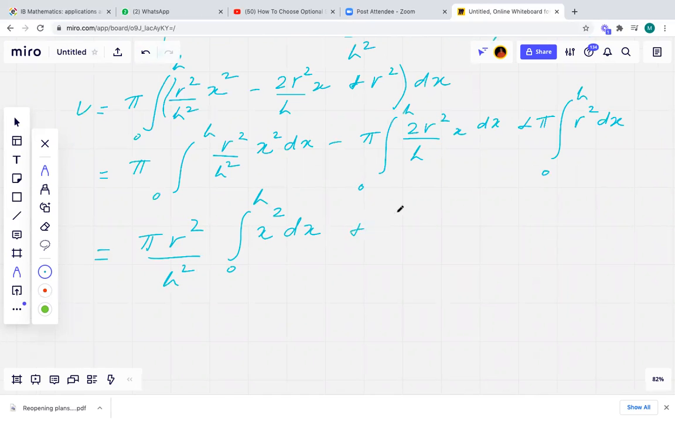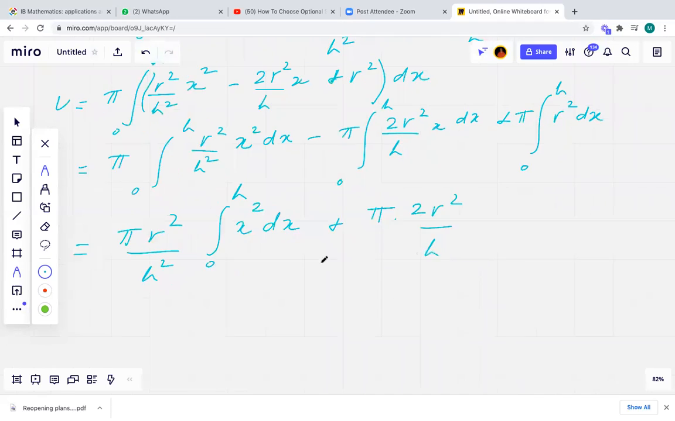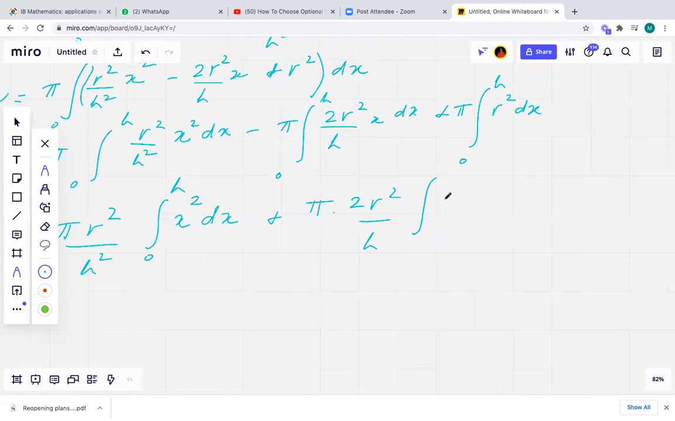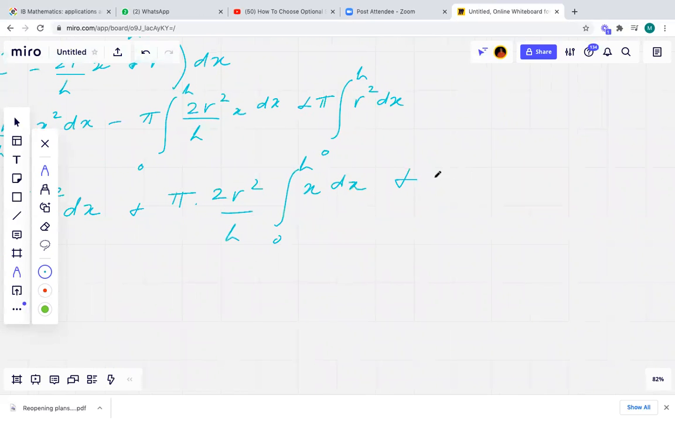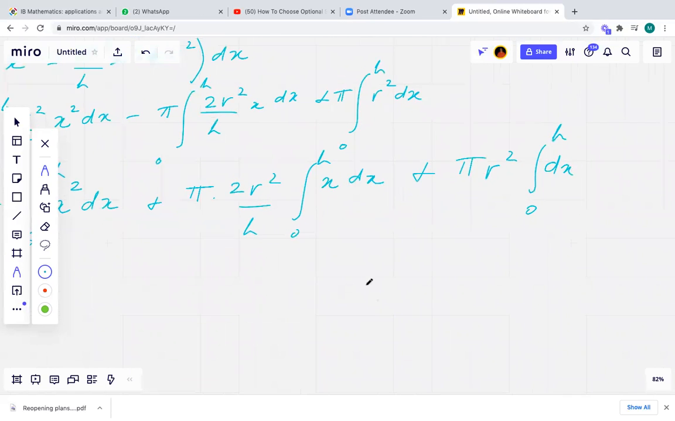plus pi into 2 r square upon h integral x dx from 0 to h, plus pi r square integral dx from 0 to h, because r and h are constant.